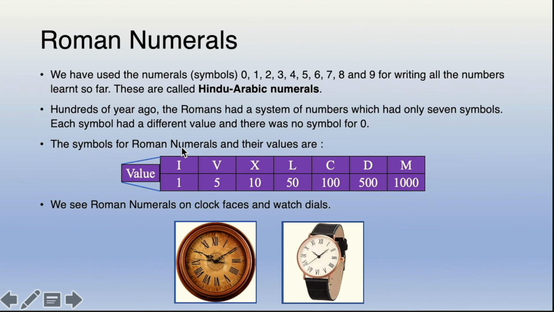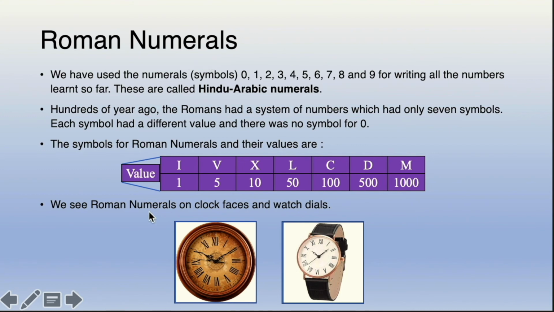So the symbols for Roman numerals are the letter symbols I, V, X and so on. The value for I is 1. The value for this Roman symbol V is 5. The value for symbol X is 10. And for letter symbol L it is 50. And so on. Now, these Roman numerals do not use the concept of place value, that is ones, tens, hundreds and so on.